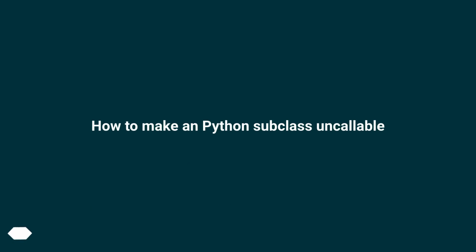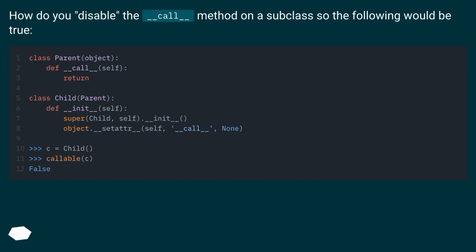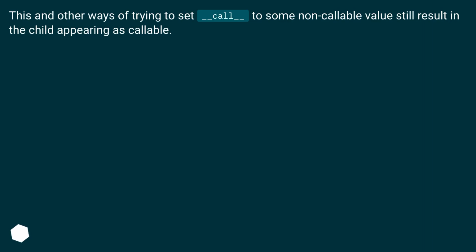How to make a Python subclass uncallable. How do you disable the __call__ method on a subclass so the following would be true? This and other ways of trying to set __call__ to some non-callable value still result in the child appearing as callable.